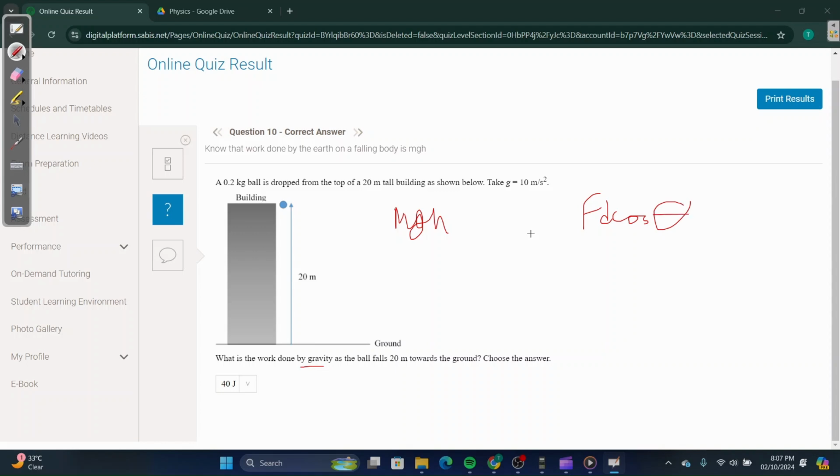Here the work is vertical, so we're going to use mgh. So mass is 0.2 times 10 times 20 meters. 0.2 times 10 is 2. 2 times 20 is 40 joules. Okay, moving on. Question 11.